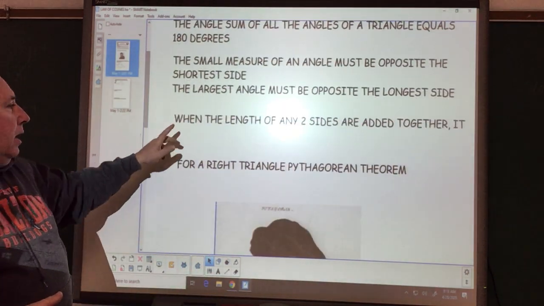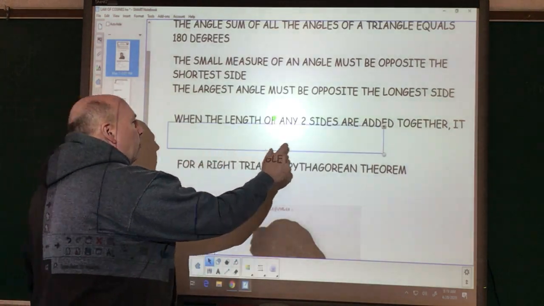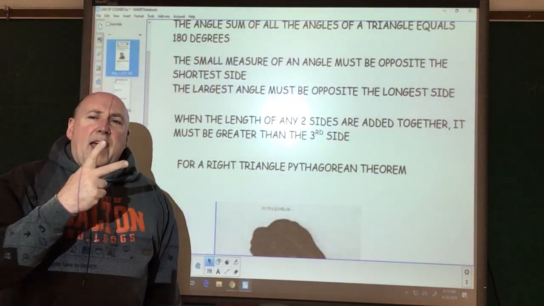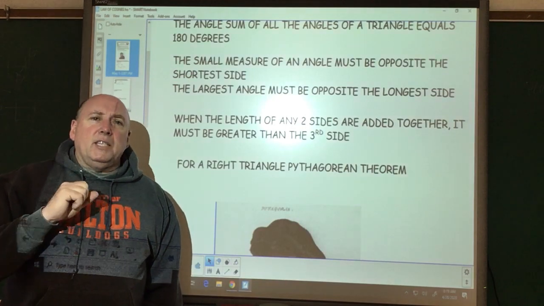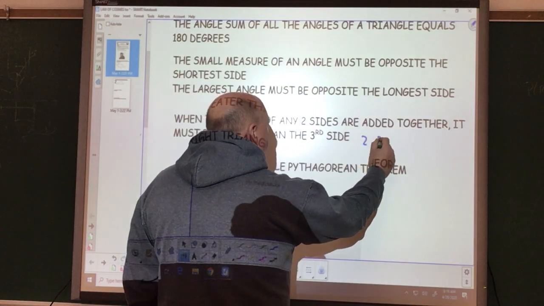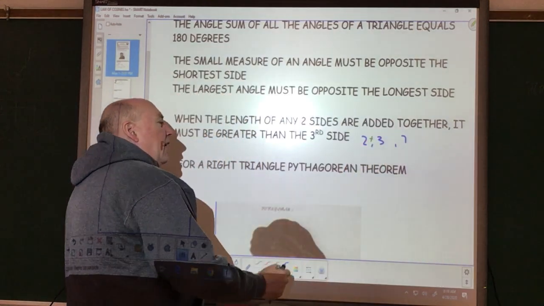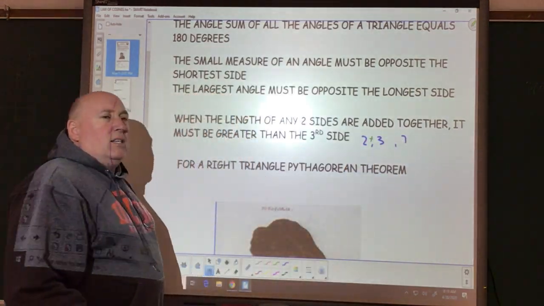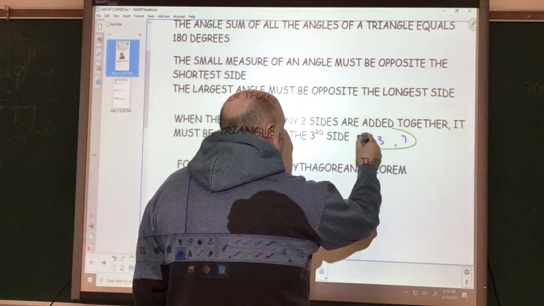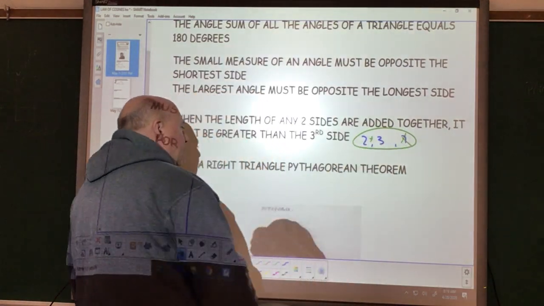The other thing that we learned about in geometry was that the length of any two sides of a triangle when added together has to be greater than the third side. So if I have a side that is 2, a side that is 3, and a side that is 7, I need to be able to add these two together to be bigger than this side, which is not. So the value of 7 is not going to give us a triangle. This will not give us a triangle, because adding 2 and 3 together has to be bigger than the side of 7.